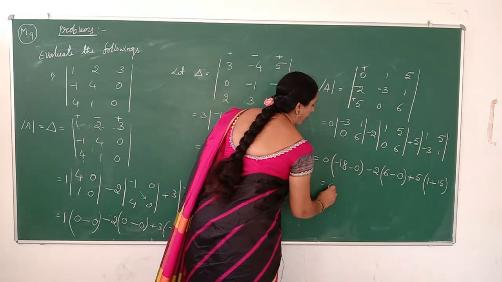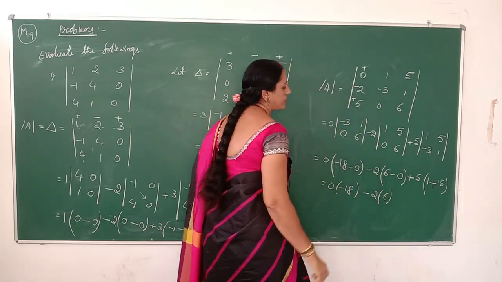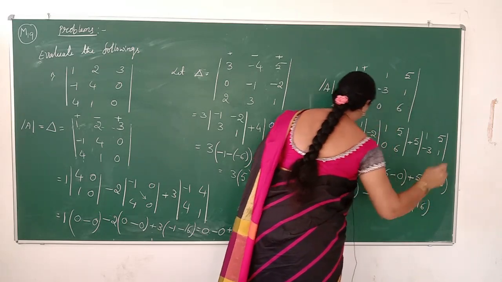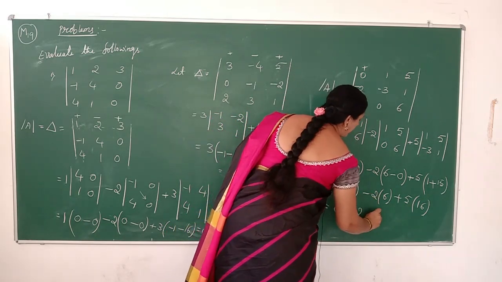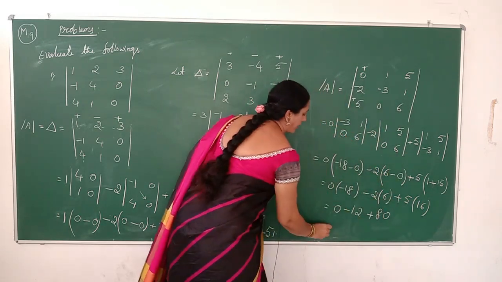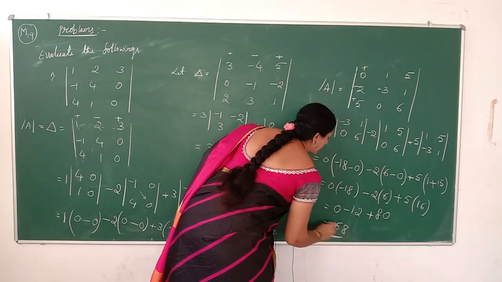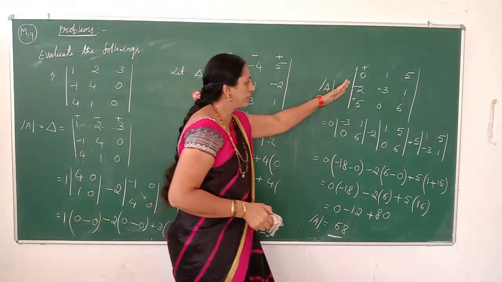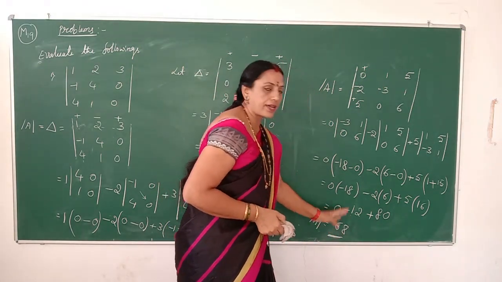So 0 of minus 18, minus 2 of 6 minus 0 is 6, plus 5 of 1 plus 15 is 16. 0 into 18 is 0, 2 into 6 is 12, 16 into 5 is 80. So with the subtraction, minus 12 plus 80 is nothing but 68. So that is the value of that determinant. Whether we try column wise or row wise, the value is again the same.